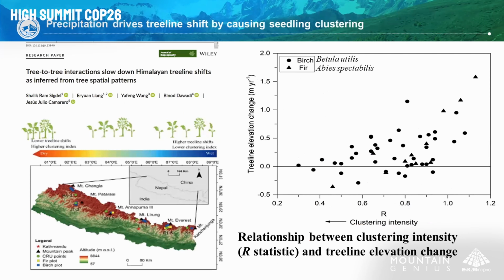So we wanted to test why precipitation influences tree line movement. And we found that with reduced precipitation, the seedlings are always clustered together. So this clustering also influences the tree line shift. This means that precipitation drives tree line shift by causing seedling clustering. This may be only one reason, maybe there are others behind it, but this is our primary result.